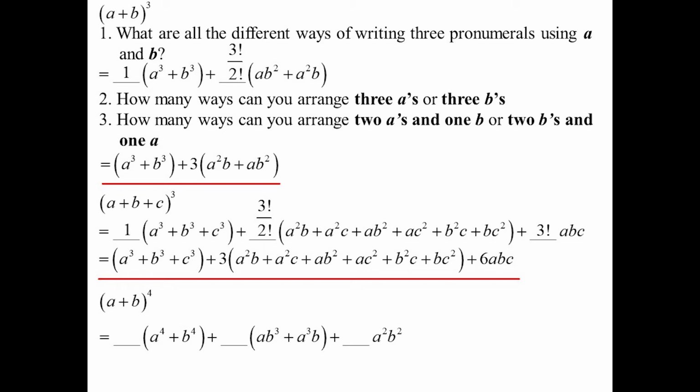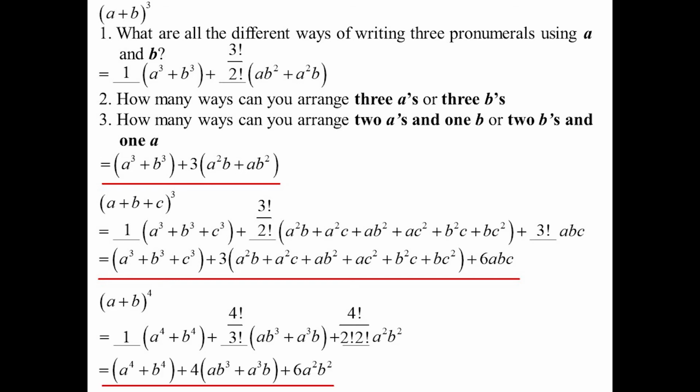Now we just ask the question, how many ways could we arrange? Well, the A to the power of 4, so that's just going to be 1. AB cubed. So if I said, how many ways could I arrange A, B, B, B? Well, that's going to be 4 factorial on 3 factorial. A squared B squared. So A, A, B, B: 4 factorial on 2 factorial, 2 factorial. And tidy that up, there is our expansion.